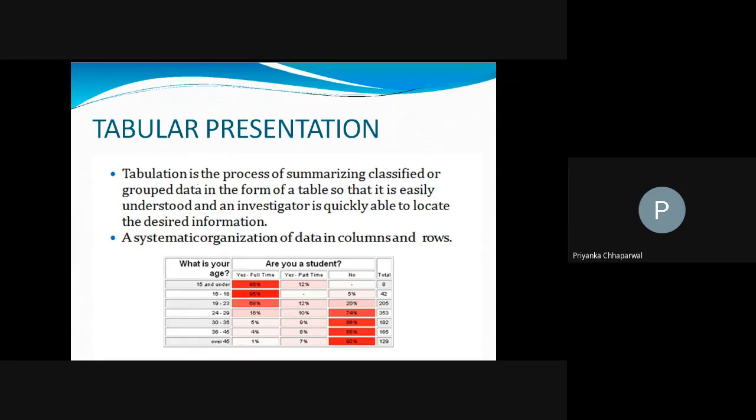So first of all we understand what is a tabular presentation. Tabulation is the process of summarizing, classifying and grouping data, meaning the data we have is classified and grouped. Grouped data means data in intervals, when we have this type of data, 15 to 16, 18 to 19, 20 to 24, so data in class intervals, it is known as grouped data in the form of a table so that it is easily understood and the investigator is quickly able to locate the desired information.